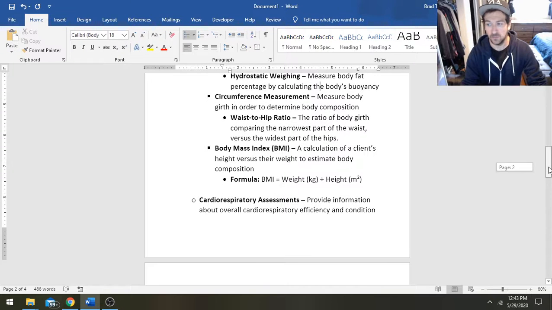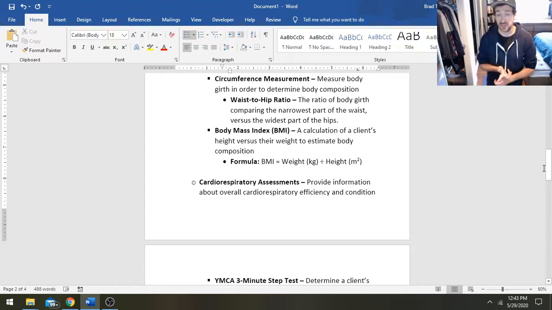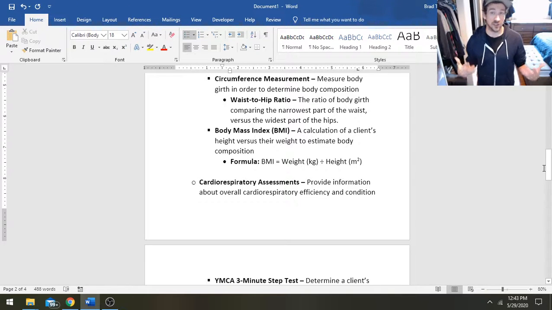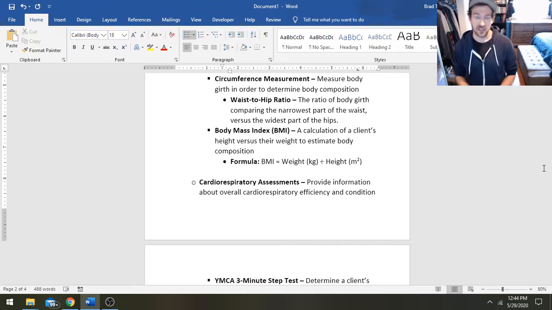Other body composition assessments that we have are going to be circumference measurements. This is going to measure your body girth, right? The ones we're going to look at are going to be the neck, chest, waist, biceps, hips first, then thigh, and calf. Those are sort of the most common.